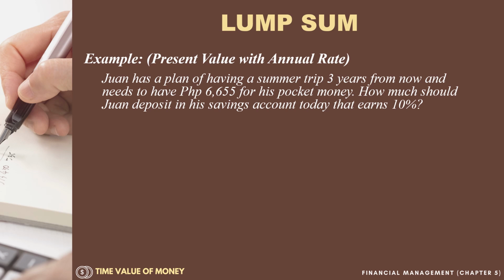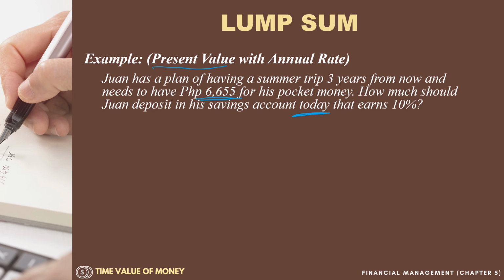So from here, we can already identify that this 6,655 is the anticipated amount of Juan 3 years from now. So the question is, how much should Juan deposit in his savings account today that earns 10% annually? From the question itself, we are looking for the value of today's money, so we are looking again for the present value here.